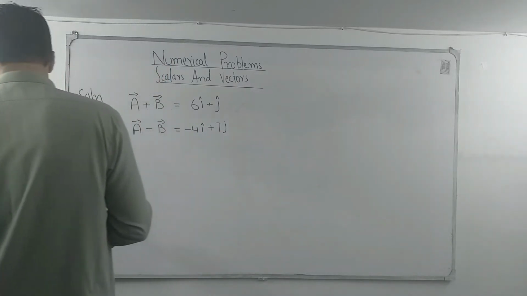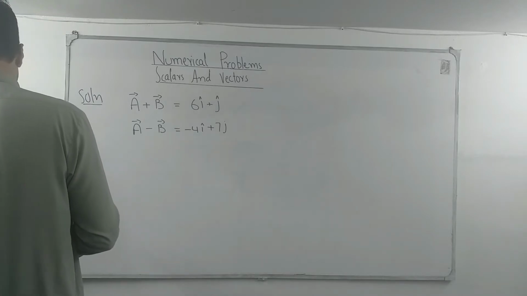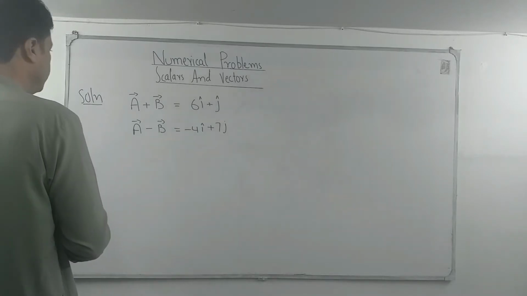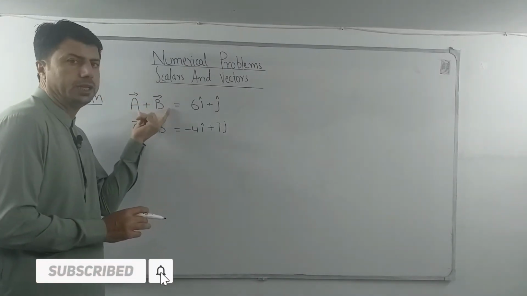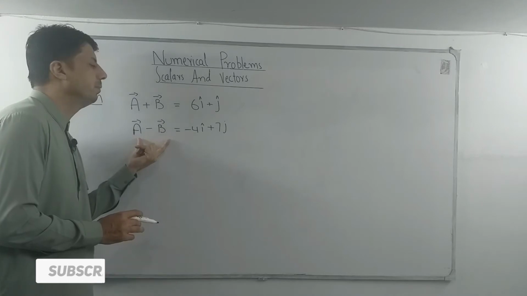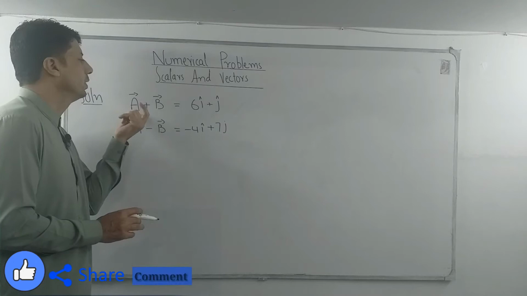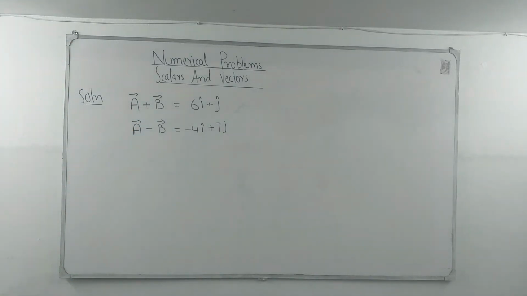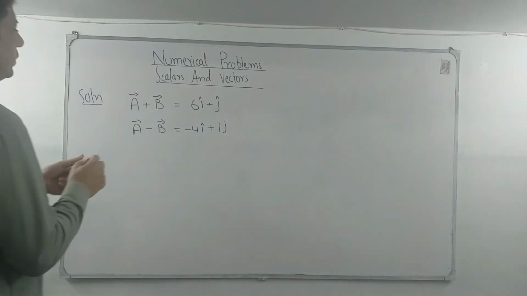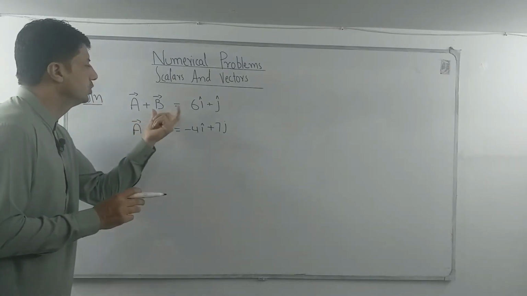So to find the magnitude of vector A, we need to find out the magnitude of vector A. Now, the addition of vectors has been given here and the subtraction of vectors A and B has been given here. How can we solve for the magnitude of vector A? First, we need to find out the vector A. What is vector A actually? So, how can we do this? By adding these two equations.